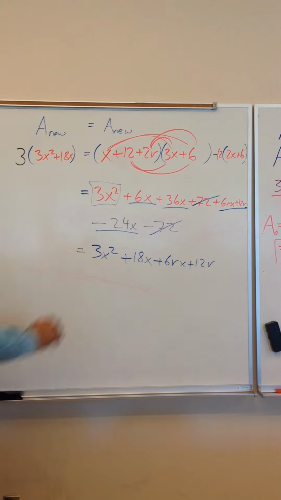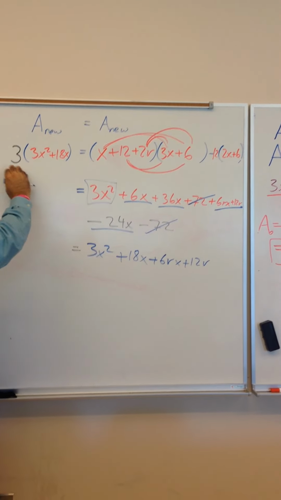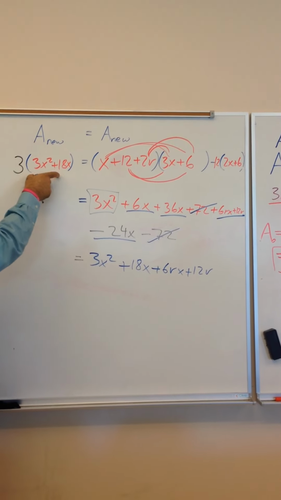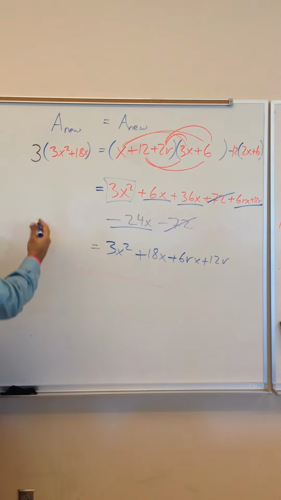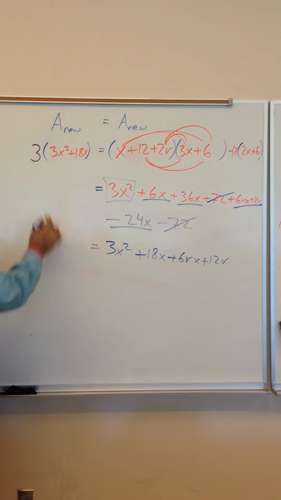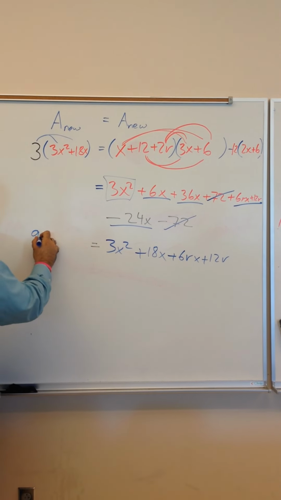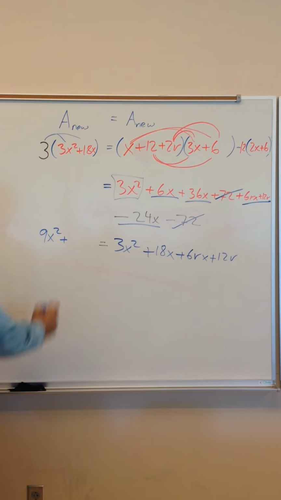So now we have this piece on the left-hand side, took a little bit of work. We had this originally, which is equivalent, because that's 3 times the original area. This also represents 3 times the original area. So if I was to bring this down, and if I was to distribute, I should end up with 9x squared plus 54x.